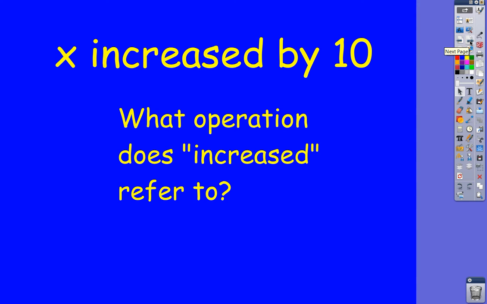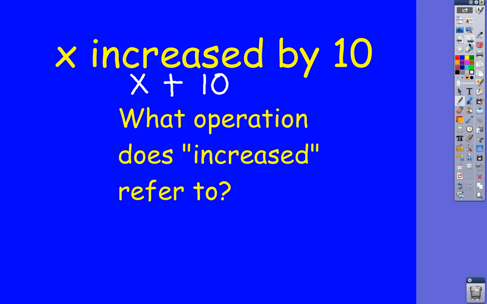Okay, so now we're going to talk about how this relates to the algebraic expressions that we talked about yesterday. So, for example, if I have the phrase x increased by 10, I need to think about what operation increased refers to. Now, increased refers to addition. So, x increased by 10 simply means x plus 10. What we're doing here is taking a phrase and writing the algebraic equivalent of that phrase.